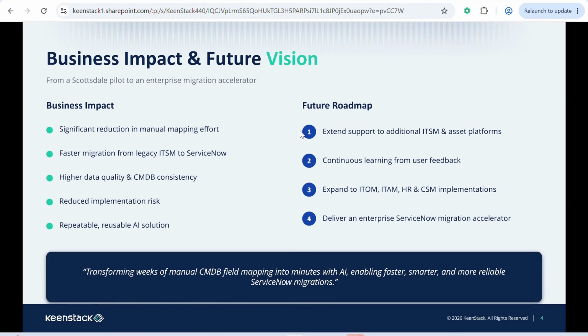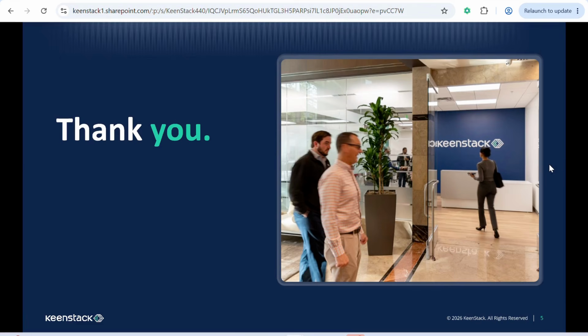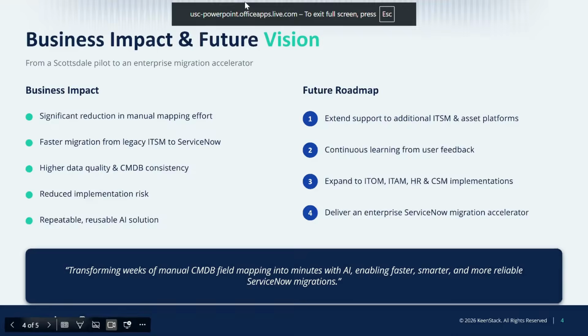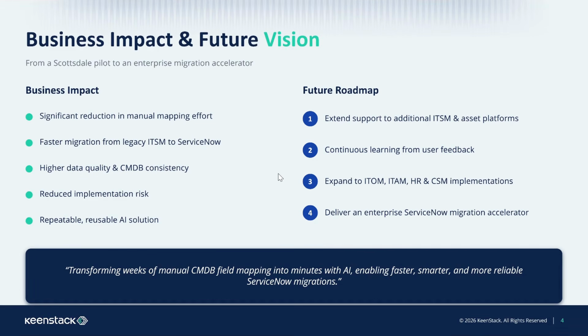So the value of the CMDB mapping assistant is straightforward. Instead of starting a migration with a blank spreadsheet and manually mapping hundreds of fields, we start with an AI generated mapping baseline. We get class level recommendations, field level mappings, confidence scoring, alternate suggestions, and human review flags. That turns a highly manual migration activity into an intelligent, repeatable process. Ultimately, the goal is simple: let AI handle the repetitive mapping work and let the experts focus on the decisions that actually require human judgment.